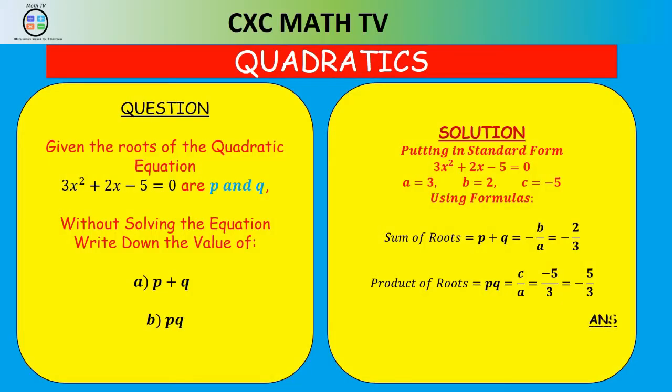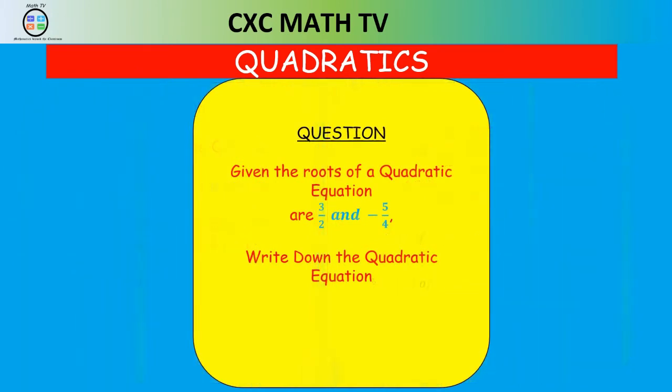Alright, now let's look at a different style of question here. Given the roots of the quadratic equation are 3 over 2 and negative 5 over 4, write down the quadratic equation. So pause and attempt.